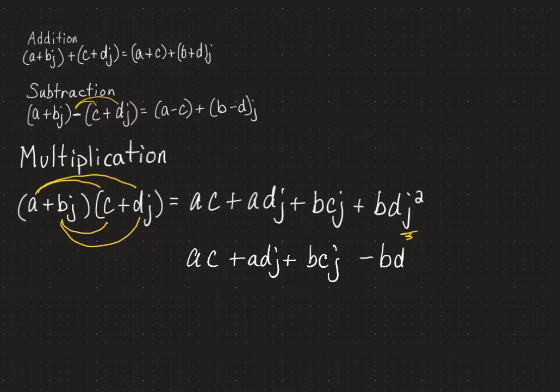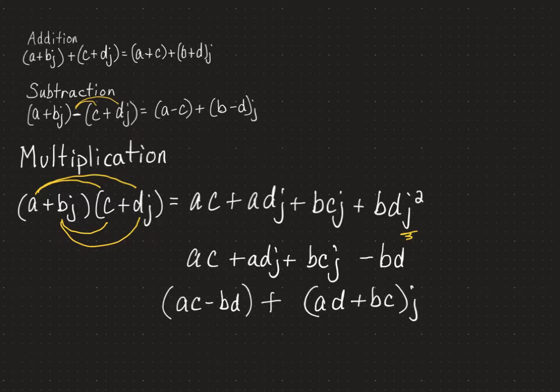And we can combine like terms. In other words, these terms, adj plus bcj, have a common factor of j, so we can combine those terms. We can also combine ac and negative bd. So that's what happens symbolically.